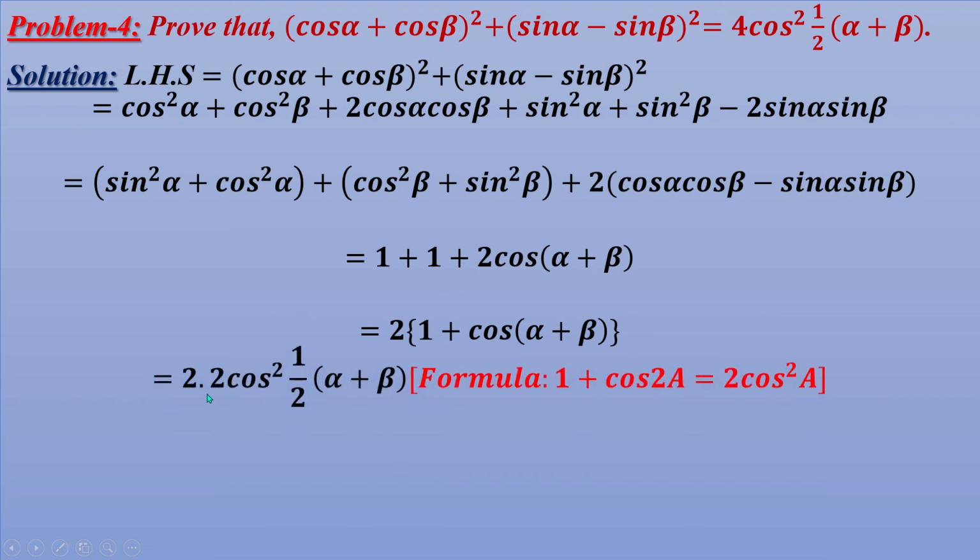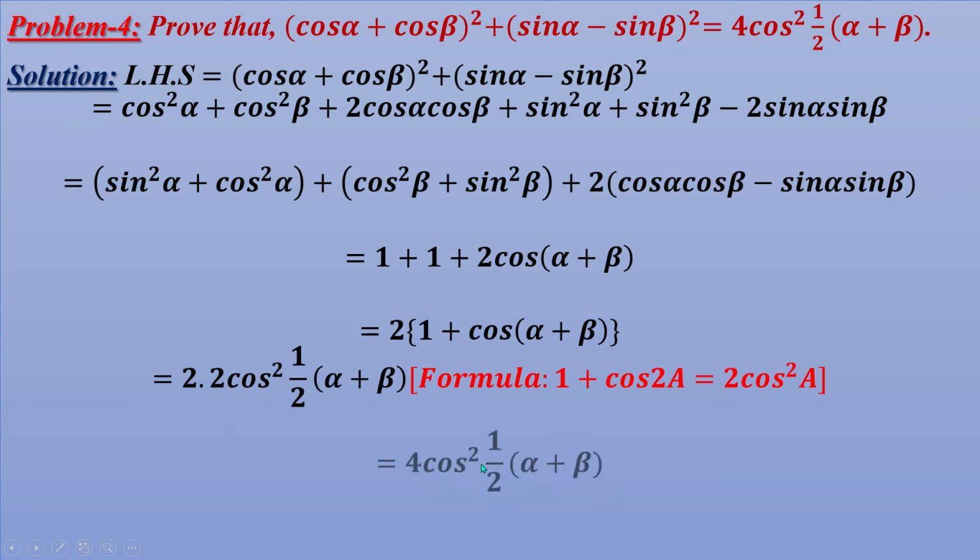But this equal to, we can write 2 into 2 cos square half into alpha plus beta. Here the formula 1 plus cos 2a equal to 2 cos square a. That means here angle is 2a, but here is angle 1, that means half of 2a. As here is alpha plus beta, so here will be alpha plus beta by 2. As here 2a, here will be a, so alpha plus beta will be half of alpha plus beta. Clear?